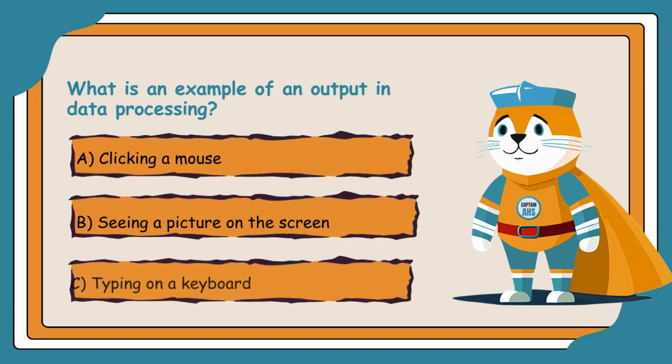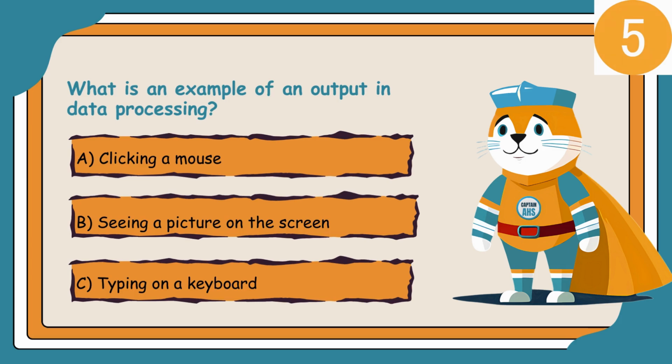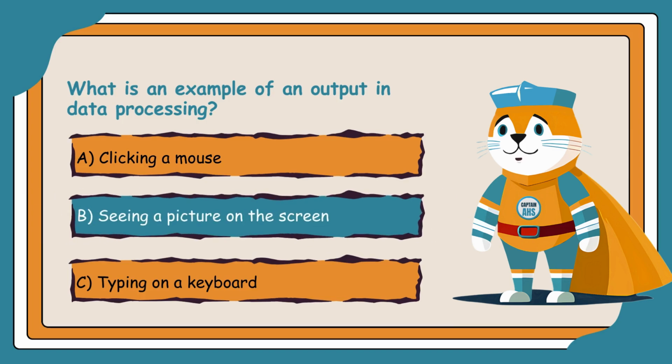What is an example of an output in data processing? Option A, clicking a mouse. Option B, seeing a picture on the screen. Option C, typing on a keyboard. Option B, seeing a picture on the screen.